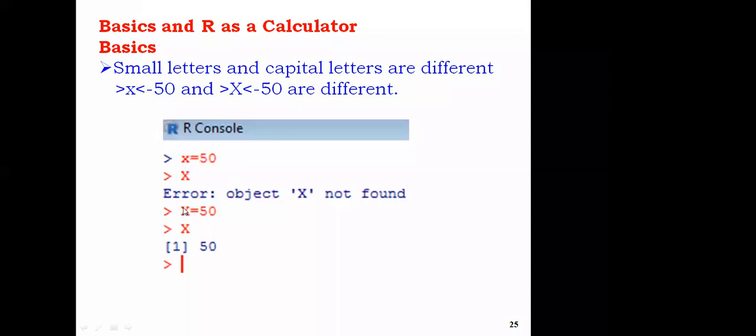And if you write capital X equal to 50, and then you write capital X, this one is your 50. That means R can read this one. Capital X equal to 50 and then capital X, the value of X is your 50. And similarly, if small x equal to 50, then here you type in the command line small x, then we'll get the value of small x is 50.